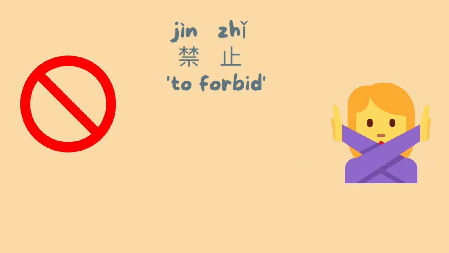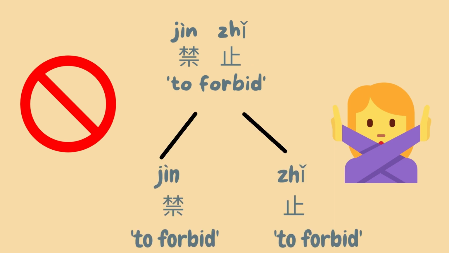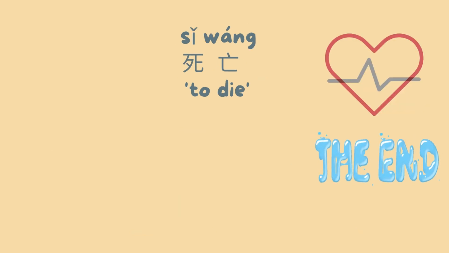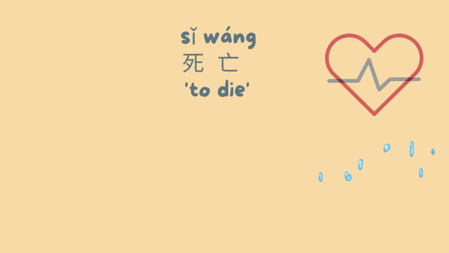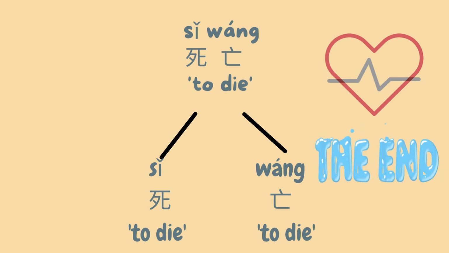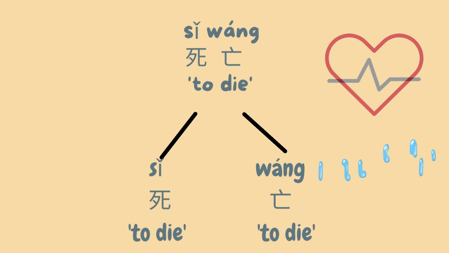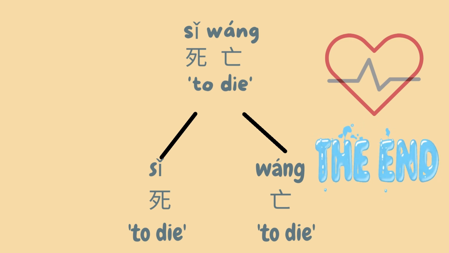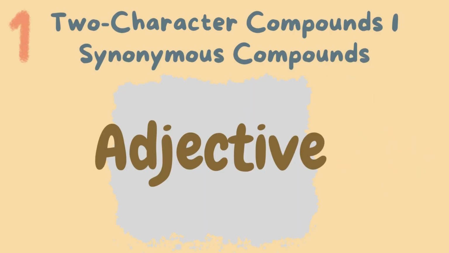The next example is 禁止, to forbid. Both the constituent characters 禁, to forbid, and 止, to forbid or to stop, are synonymous with one another and with the word they form. 禁止, to forbid. The next word is 死亡, to die. Both the constituent characters 死, to die, and 亡, to die, are synonymous with one another and with the word they form. 死亡, to die.